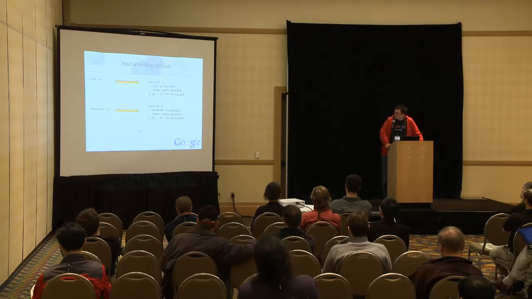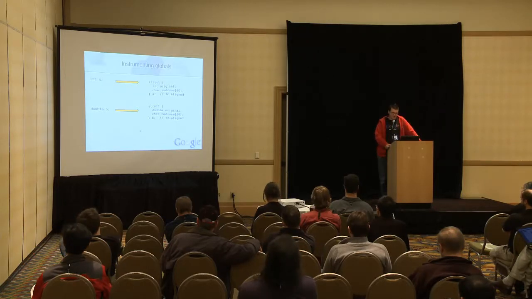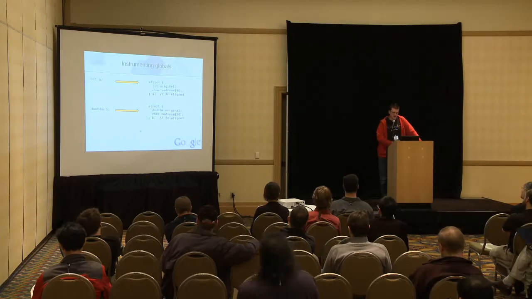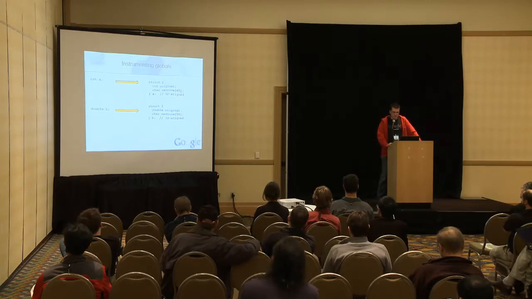Instrumenting globals is pretty simple. When you have a global, instead of it, you create a structure which has the original type and then the red zone padding, which is 32 bytes plus alignment up to 32 bytes.